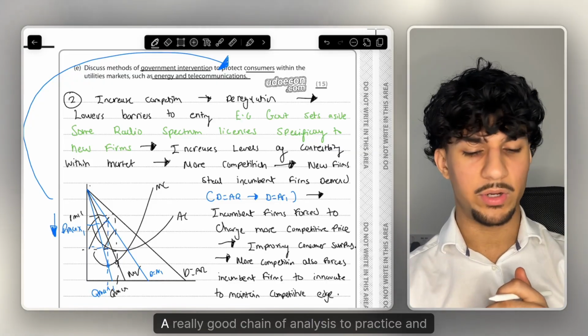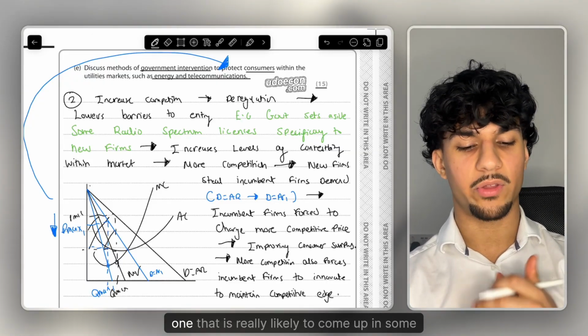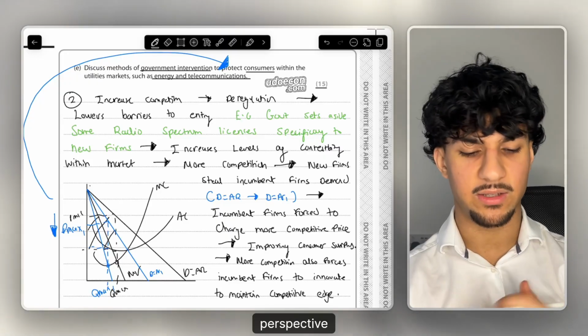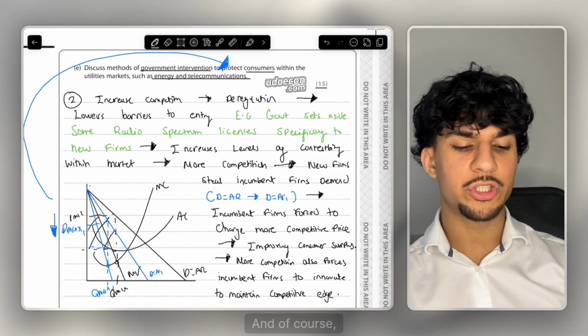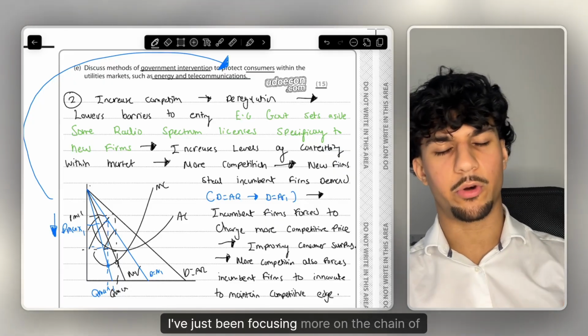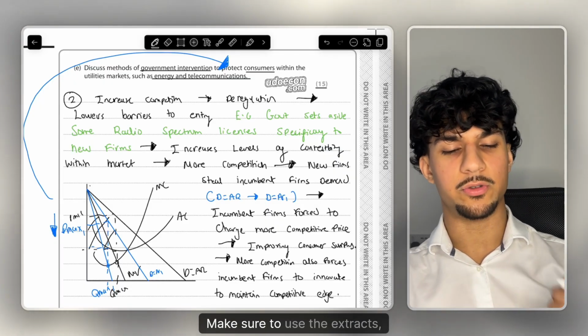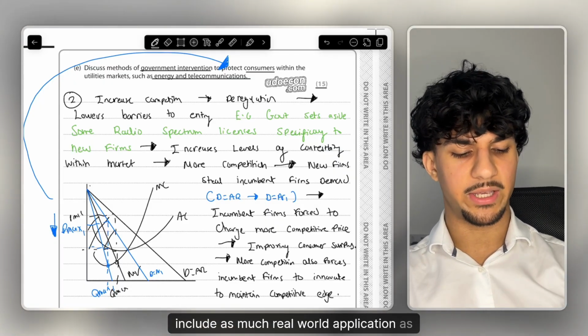Absolutely perfect, a really good chain of analysis to practice, and one that is really likely to come up in some perspective in your exam. But now let's move on to the evaluation stage of this paragraph. Just before we move on, I've been focusing more on the chain of analysis here. Make sure to use the extracts, include as much real world application as possible.